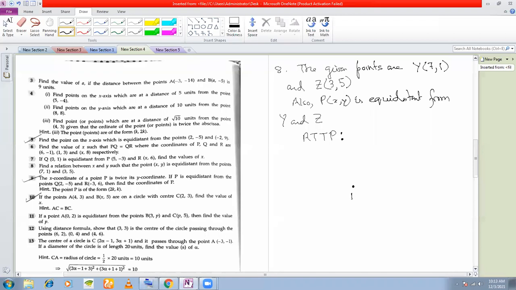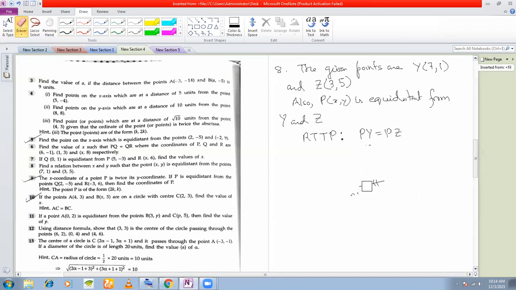If you have the point P (x, y) which is equidistant, you can draw it and see, if you are ever confused. If the distance of P from Y is equal to the distance of P from Z, then we say that the point P is equidistant from Y and Z. So if P is equidistant from Y and Z, what should be the condition? Py is equal to Pz. Now is it clear? Yes, sir.